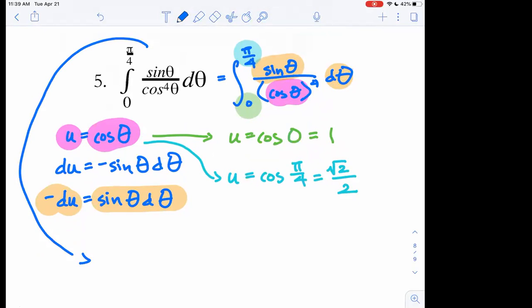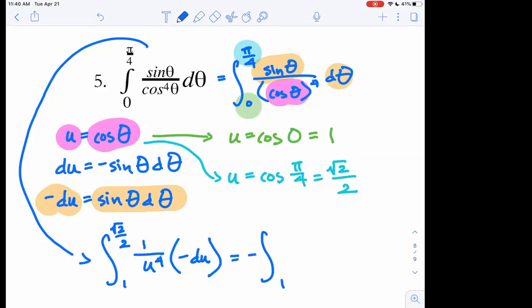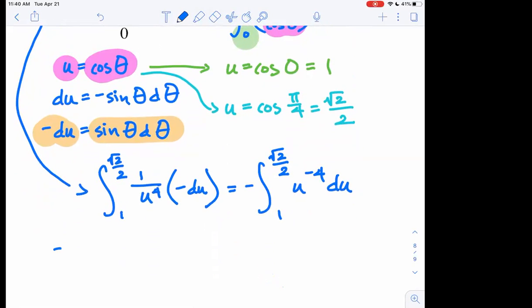So let's substitute everything we have then. So from 1 to root 2 over 2, and we end up with 1 over u times negative du. I'm going to bring that negative out to the front. Oh, u to the 4th, I'm sorry. Negative, integral from 1 to root 2 over 2 of u to the negative 4th du. Okay, so now I am going to go ahead and find my power rule, so over negative 4 plus 1.